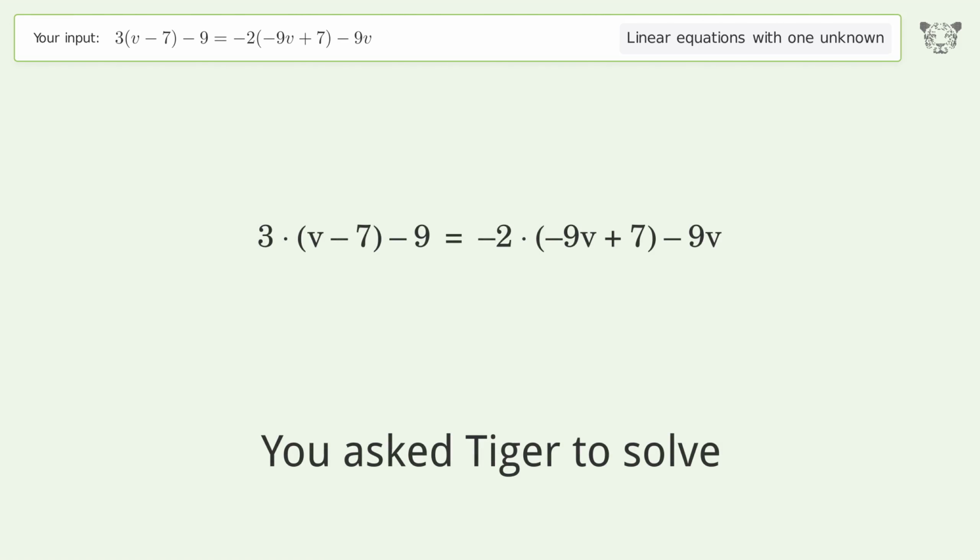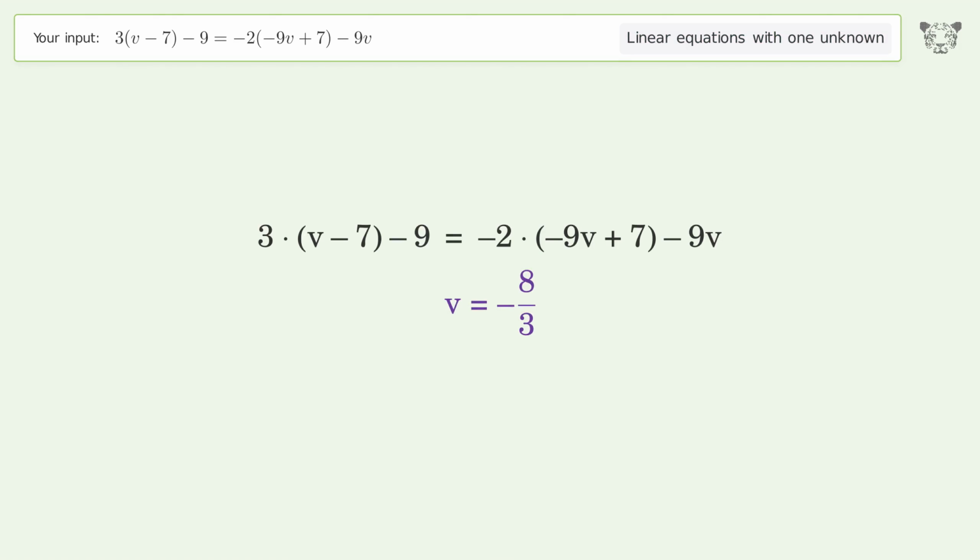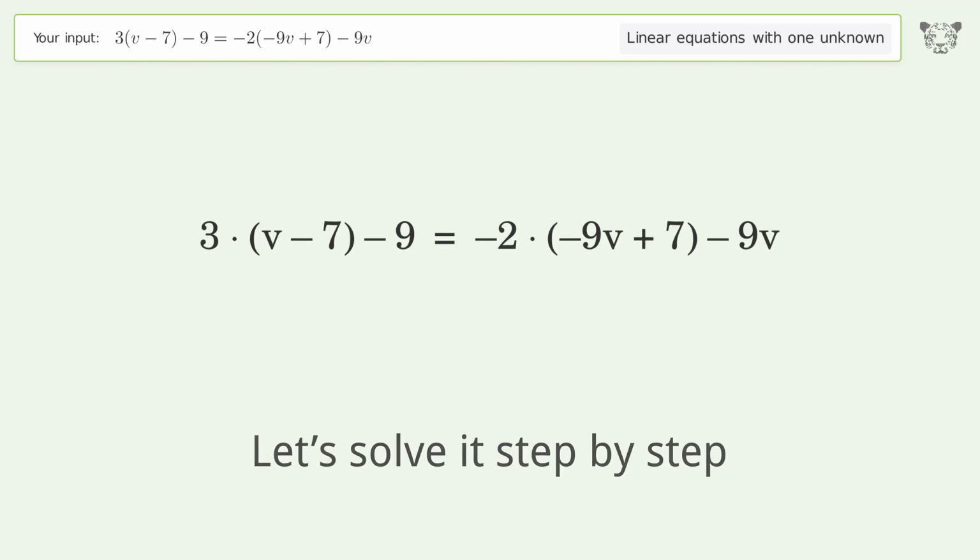You ask Tiger to solve this. This deals with linear equations with one unknown. The final result is v equals -8/3. Let's solve it step by step.